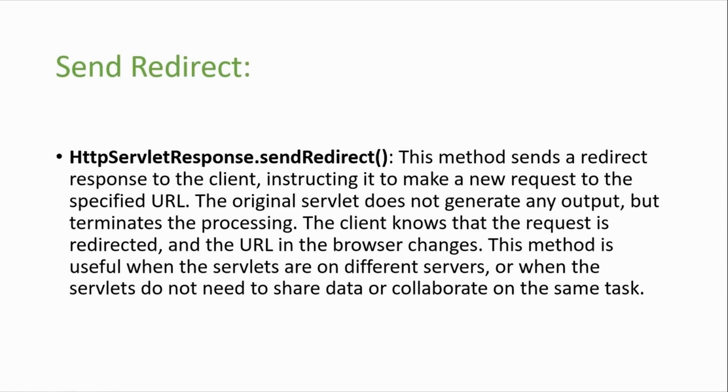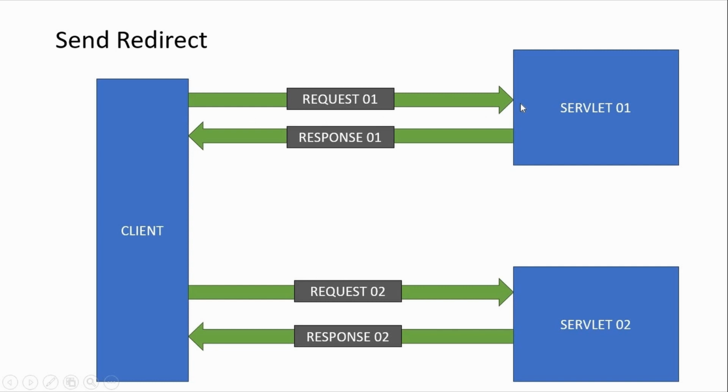Now let's see what this means. It means that when a client makes a request to servlet 1, servlet 1 sends a response to the client. Let's say the client has made request 1 and the servlet has sent response 1 to the client. Servlet 1 instructs the client to make another request, request 2, to a different servlet, servlet 2. This servlet does the operation required and sends a final response 2 back to the client. So the client has to make two requests. Request 1 is sent to servlet 1 and servlet 1 sends a response. Request 2 is again made by the client to servlet 2 and servlet 2 generates a final response for the client.